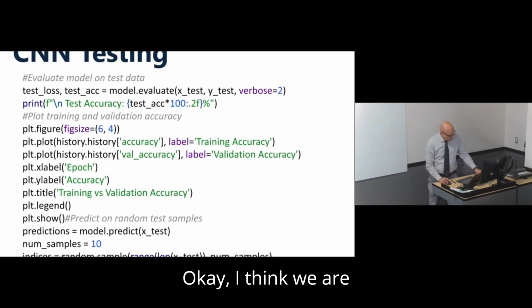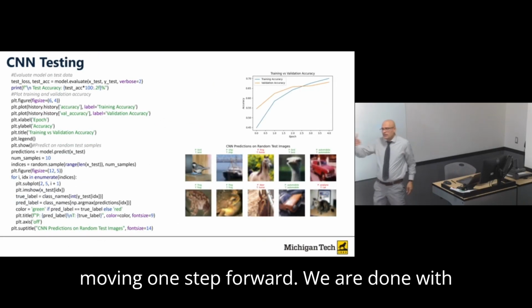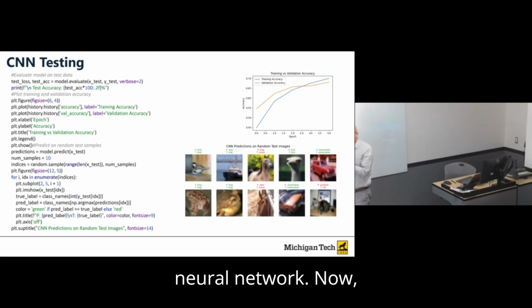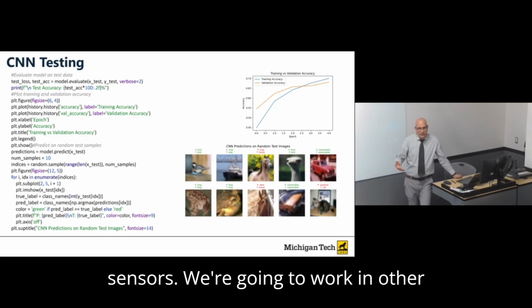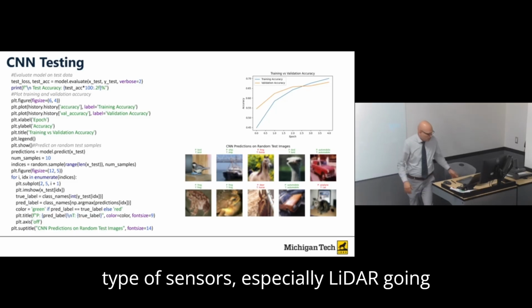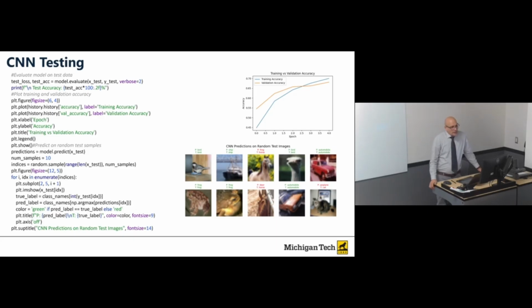Okay, I think we are moving one step forward. We are done with neural networks. Now, next class, we're going to start other sensors. We're going to work on other types of sensors, especially LiDAR. We're going to focus on LiDAR and the rest of the camera. Okay, any questions? Any questions? Okay.